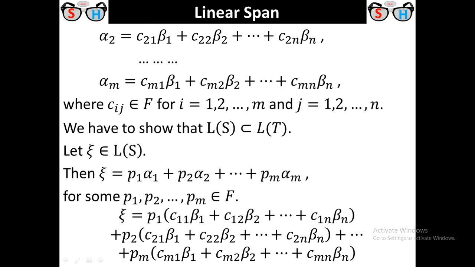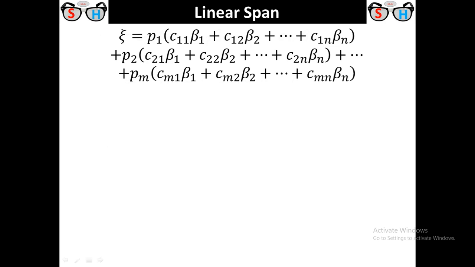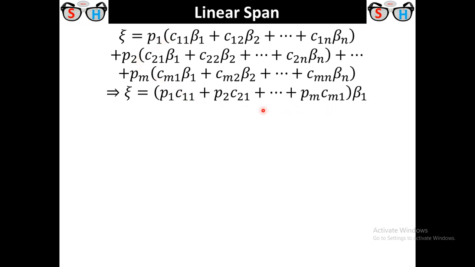Now our target is to prove xi equals something beta 1 plus something beta 2 plus something beta 3. So we have to collect all the beta 1 terms. In the first term beta 1 is present, so we take it common, and in the second term there is beta 2, so we have to separate beta 1 and beta 2. For that purpose, the coefficient of beta 1 is P1 C11 plus P2 C21 plus Pm Cm1. Okay, the coefficient of beta 2 will be P1 C12 plus P2 C22 plus dot dot dot Pm Cm2. These are the coefficients of beta 2.